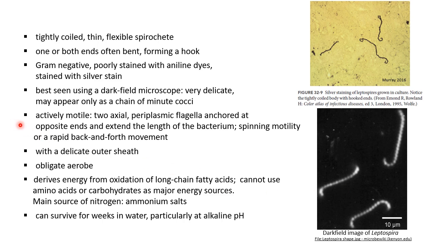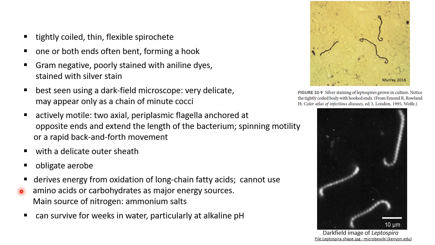They are also very actively motile, just like the treponemes that we have discussed earlier, Treponema pallidum. And also similar, they have periplasmic flagella, but this time there are only two axial periplasmic flagella anchored at opposite ends that extend the length of the bacterium. The motility is described to be spinning motility or a rapid back and forth movement. And just like the Treponema that we have discussed, it has a delicate outer sheath. However, it is an obligate aerobe, not microaerophilic, unlike the Treponema species.